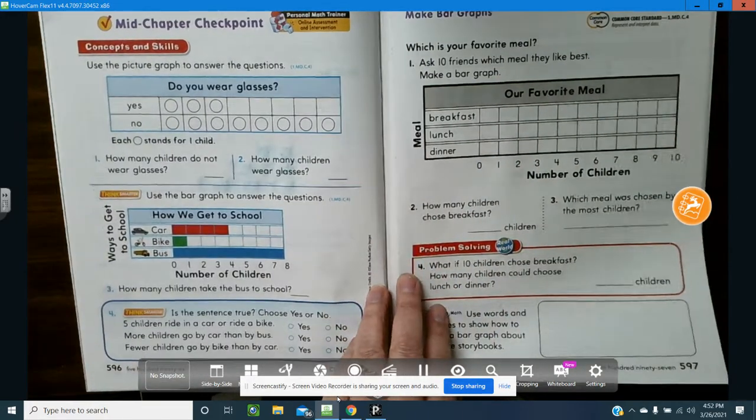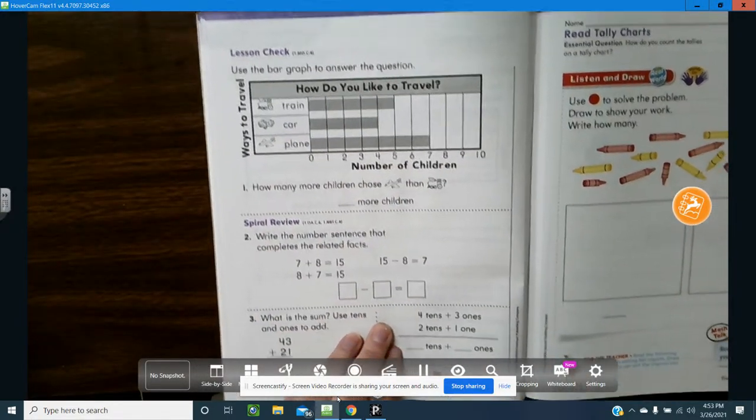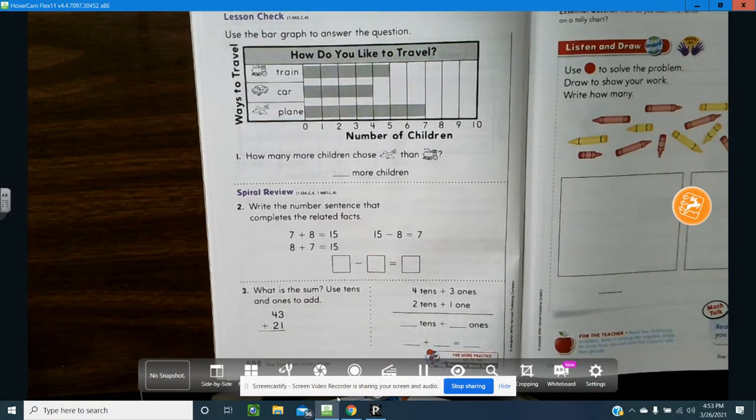Same thing on the mid-chapter check and the homework. And then, boys and girls, one last little page for practice, and you are finished.